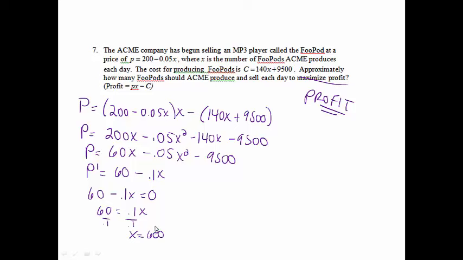So let's just make sure I answered all parts of the problem. How many FooPods should Acme produce and sell? They should sell 600 FooPods on a daily basis, and then we would be good to go.